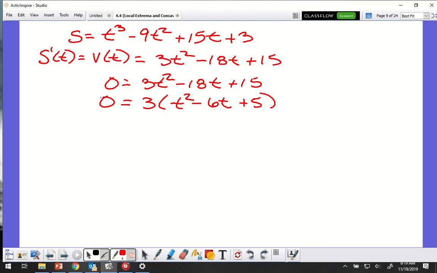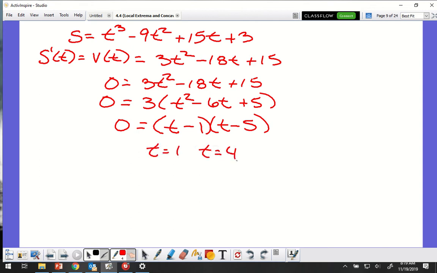And then that factors pretty nicely to be 1 and 5, right? So t minus 1, t minus 5 equals 0, right? And here's my two different t's, so t equals 1 and t equals 5.